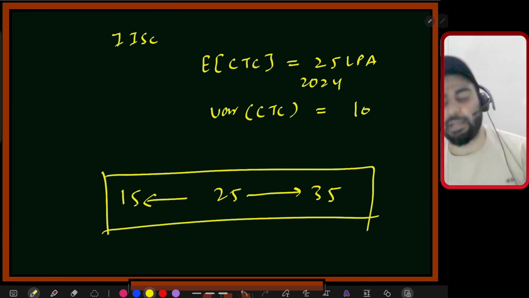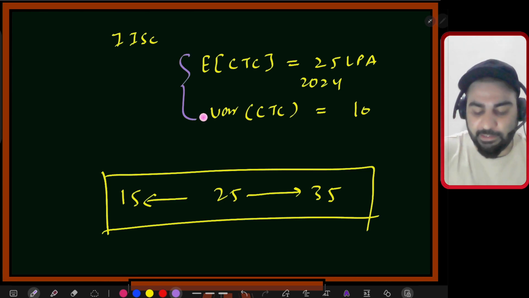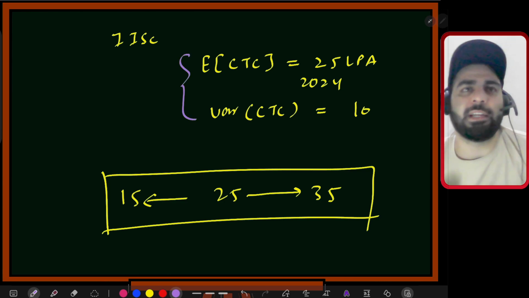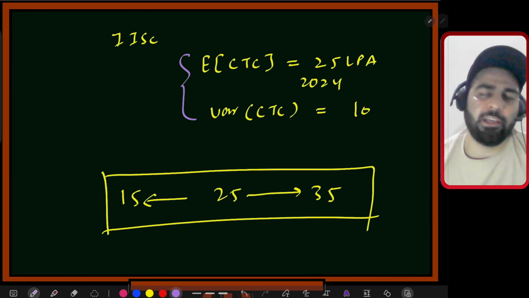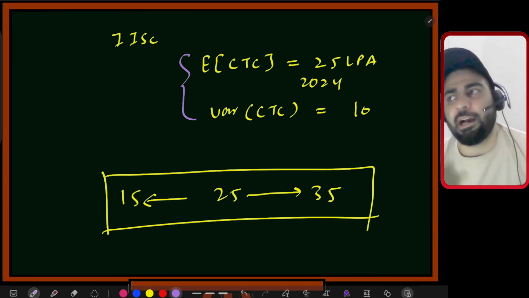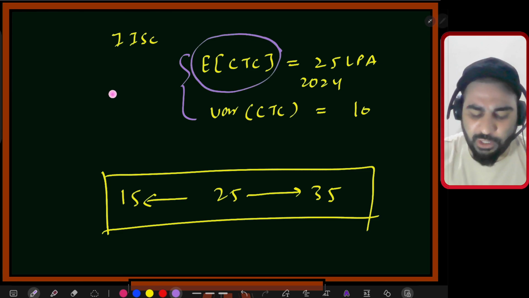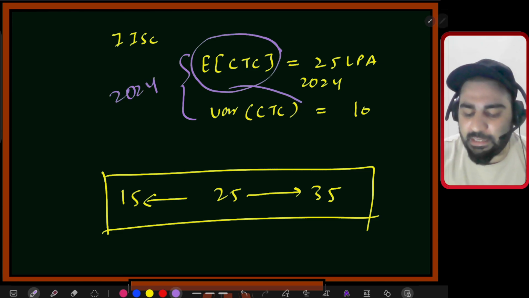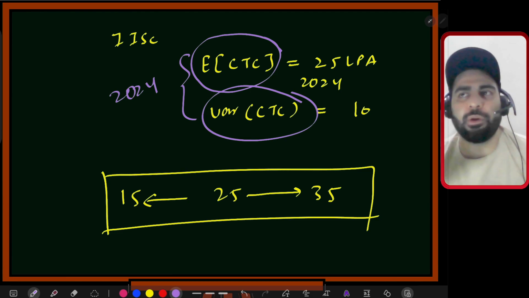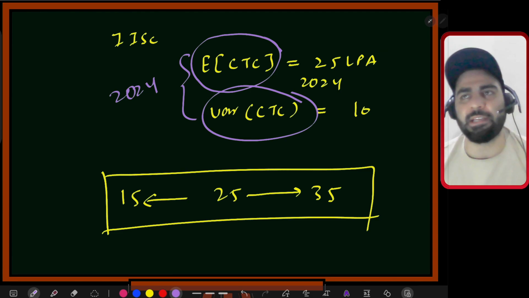Now I can summarize that. This is the summary. You don't need to see all the details. You don't need to see for each person what salary they got and how the college is performing. Give me only these two numbers. Tell me the expected CTC in 2024 and tell me the variance in CTC. How much spread was there? If you tell me these two numbers, I can get a rough guess.